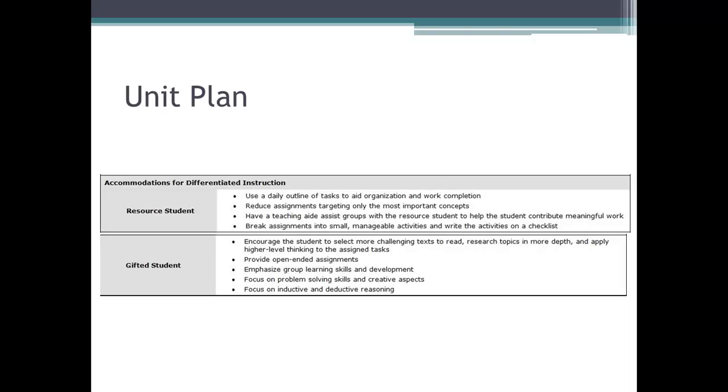Here are some of the instructions for different students. For resource students, you can break the assignment into small manageable activities and write activities on the checklist so as to have students keep track. For gifted students, you can do some of the things as follows. For example, provide open-ended assignments or focus on problem-solving skills and creative aspects so that they can do the best that they're able to.